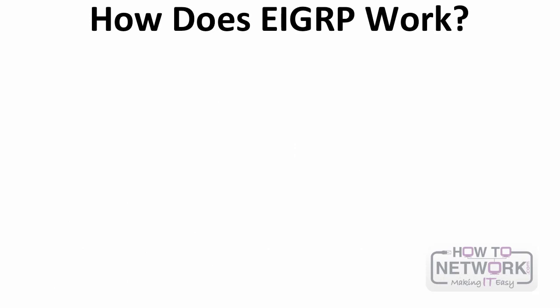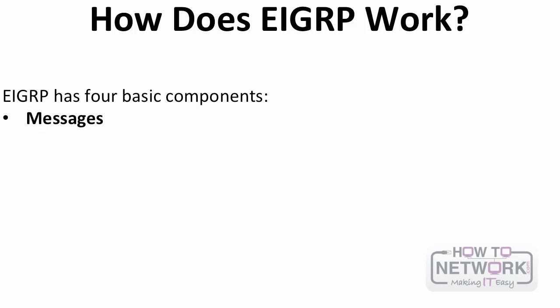So how does EIGRP actually work? Well, I tell you what, let's go ahead and open up the hood and take a look underneath. EIGRP has 4 basic components, and these should already start looking familiar to you. It has messages. So messages flow to and from neighbors, EIGRP neighbors. There's 5 different types. We'll dig into that in a little bit.